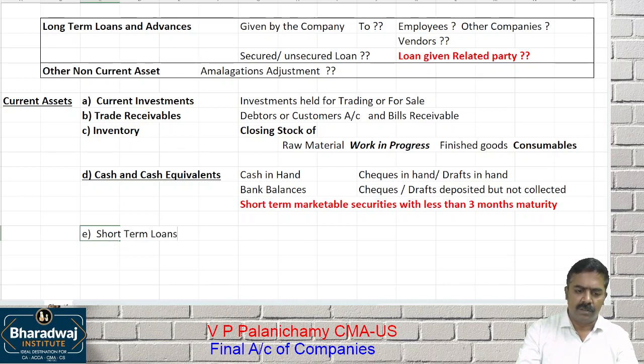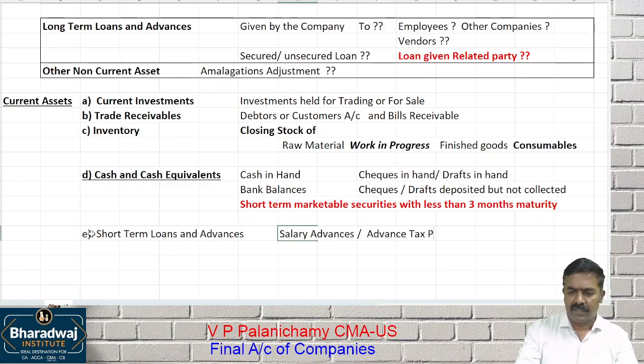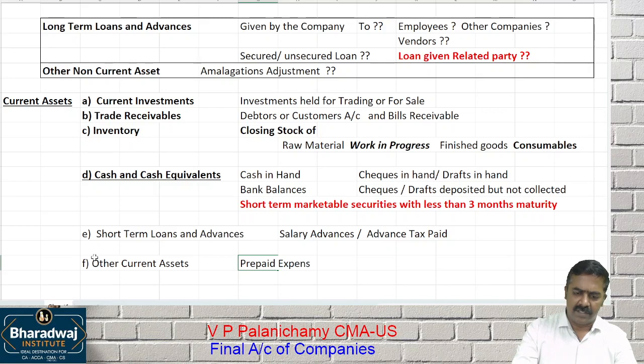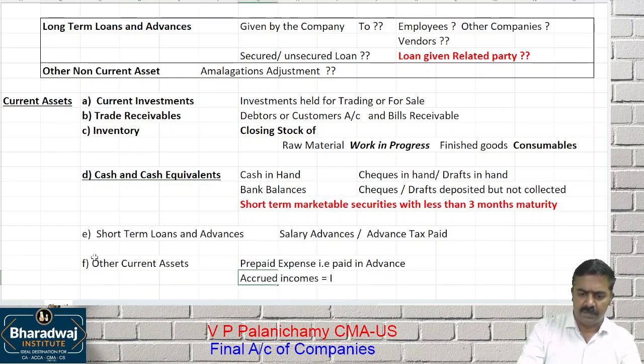Short-term loans and advances given. Like salary advances given, then advance tax paid, all those things can come. What is the next one? Other current assets. Very simple. Prepaid expenses. That is paid in advance. Paid in advance and which one? Accrued incomes. Accrued income means incomes receivable. Incomes receivable.